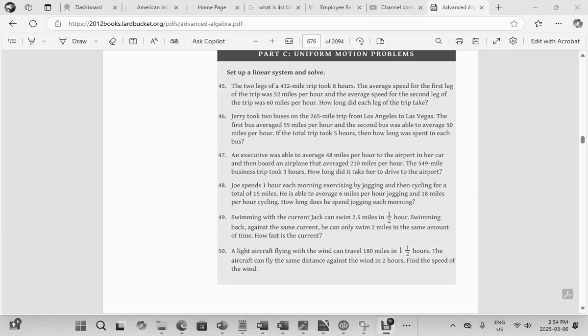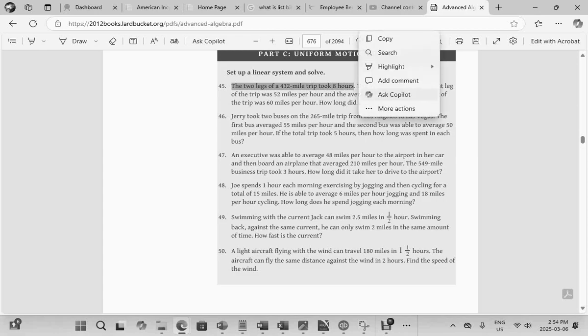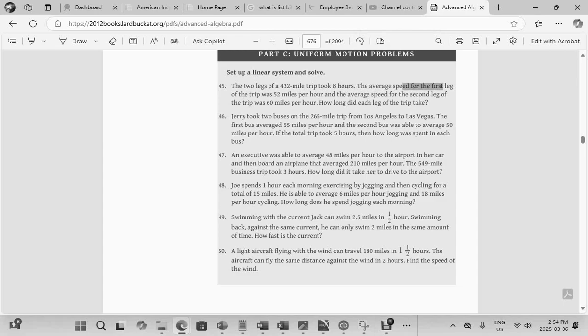Relevant to linear systems. Question number 45 has to do with travel, a road trip, for example. The two legs of a 432-mile trip took 8 hours. The average speed for the first leg of the trip was 52 miles per hour, and the average speed for the second leg was 60 miles per hour. How long did each leg of the trip take?